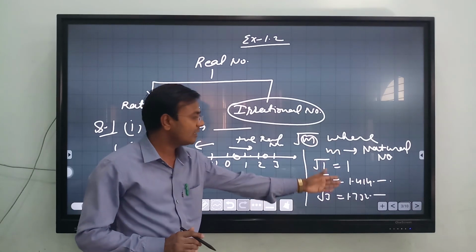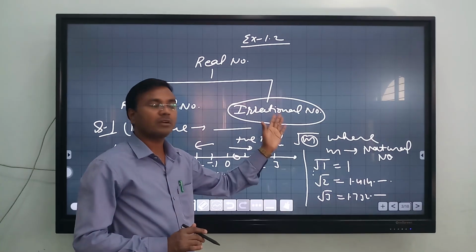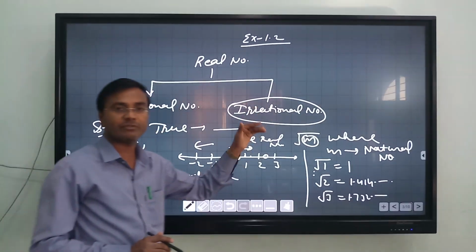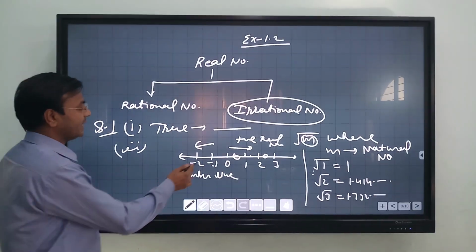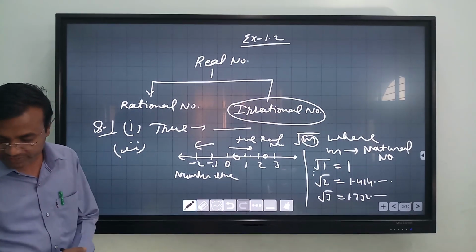Because natural numbers are positive, and the square root of a positive real number is what? Real itself, that is positive itself. So the negative integers will not come over there. Okay, so this was the second part.